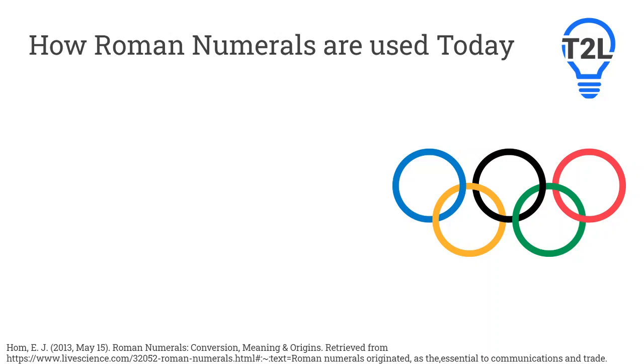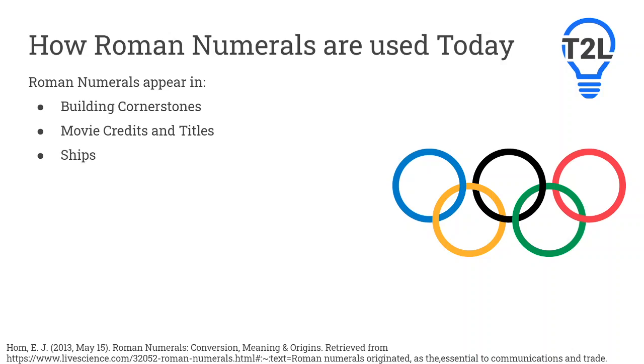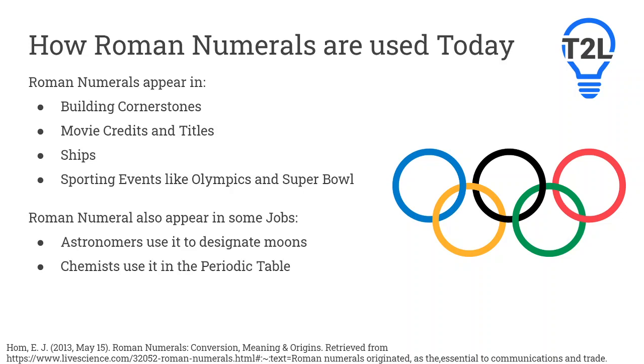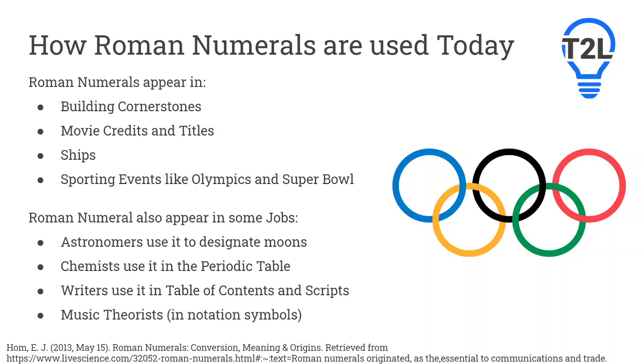So how Roman numerals are used today. Roman numerals appear in building cornerstones, movie credits and titles, ships, like the names such as Queen Elizabeth II, and sporting events like the Olympics and Super Bowl. Roman numerals also appear in some jobs as well. Astronomers use them to designate moons like Titan 3, Titan 4. Chemists use them in the periodic table for the elements. Writers use them in the table of contents and scripts to number things like lines. And music theorists also use them in notation symbols.